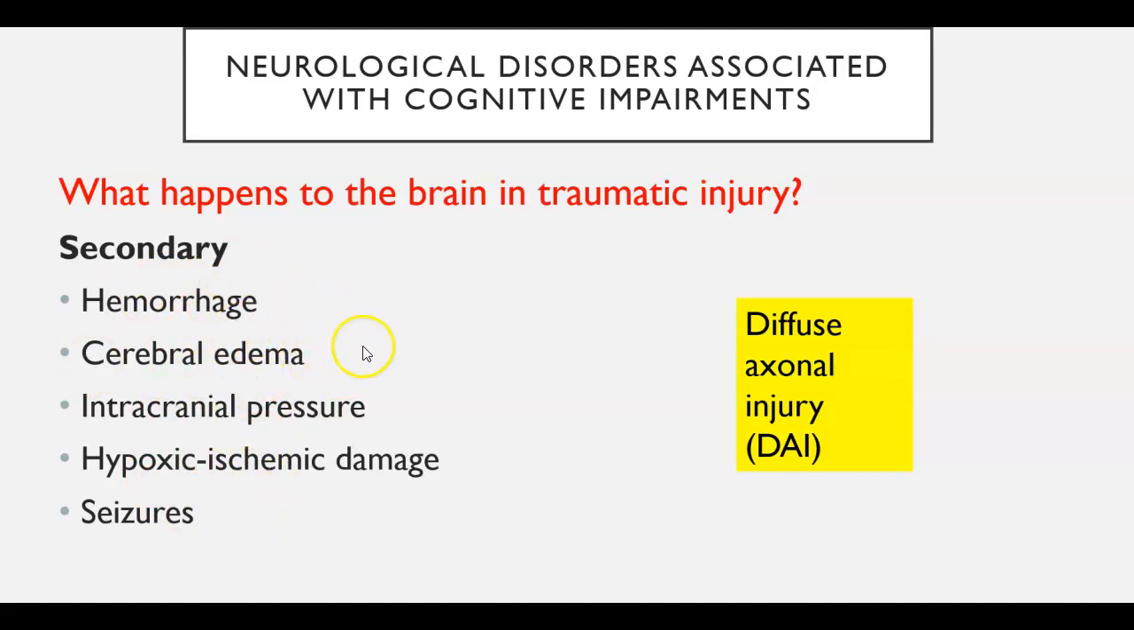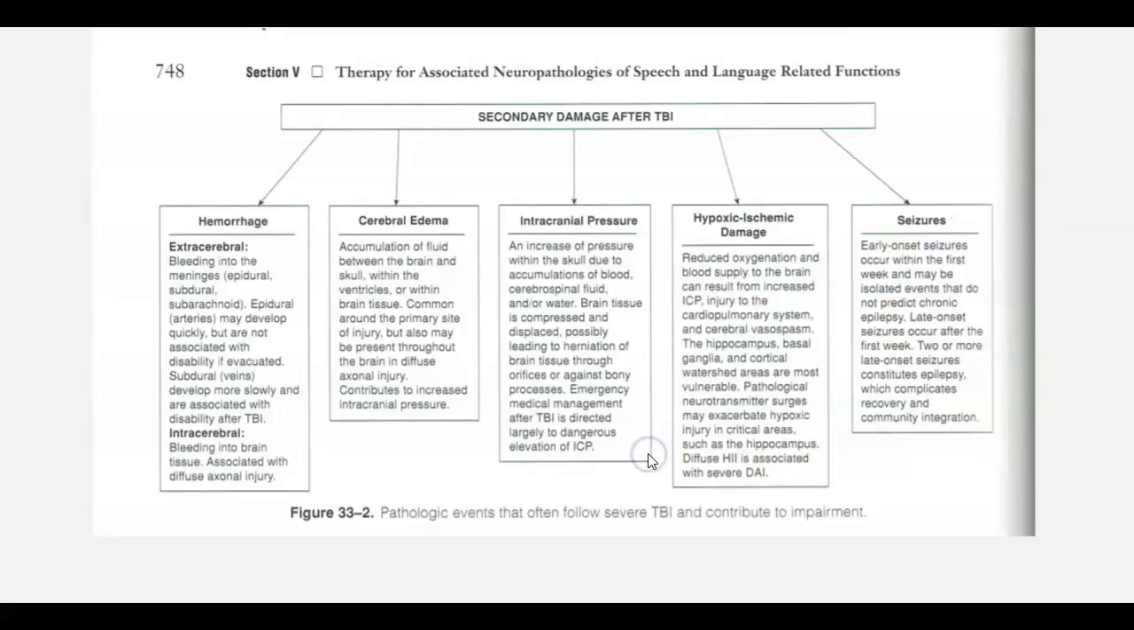So hemorrhage, cerebral edema, intracranial pressure changes, which is usually increased pressure, hypoxic ischemic damage, and seizures. Also, again, diffuse axonal injury. And we'll take a closer look here on the chart. So this is the same part of the chart. The other was primary, and now showing secondary damage after those primary things that we saw earlier.